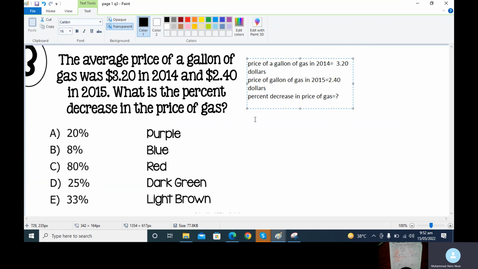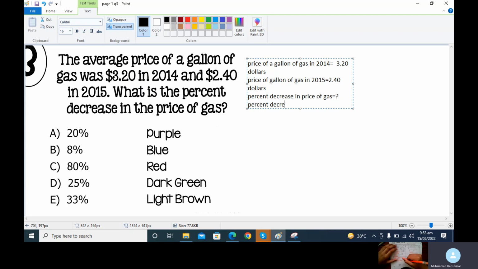So there is a formula for that when we are trying to solve these questions. Your original price was 3.2 and your new price is 2.40. So you are checking the percent decrease in the price of gas. What is your reference? Your reference is the original price, the first one, isn't it? So with respect to this price, we will see the difference. There is a formula for that.